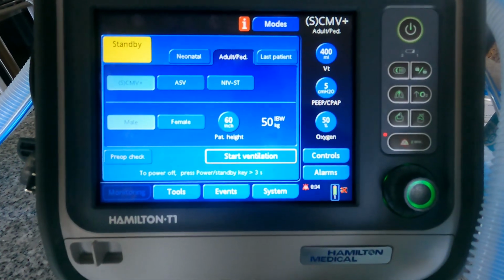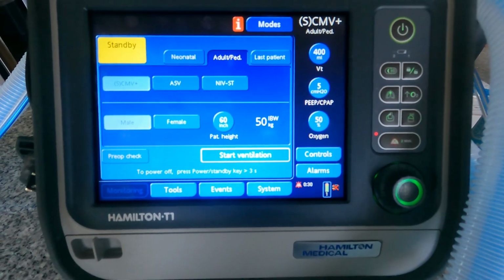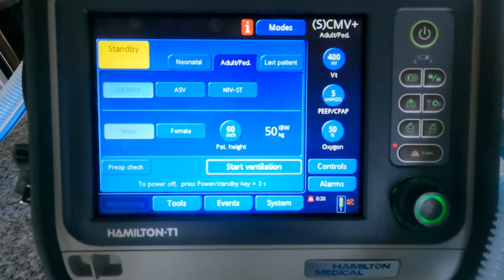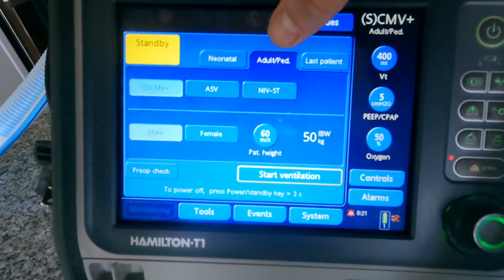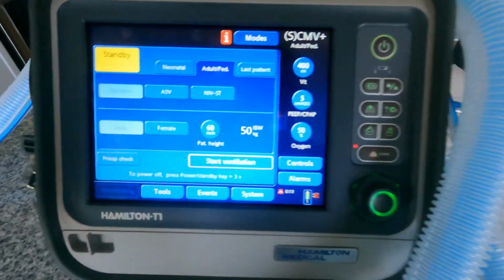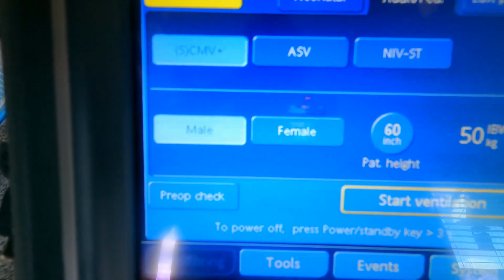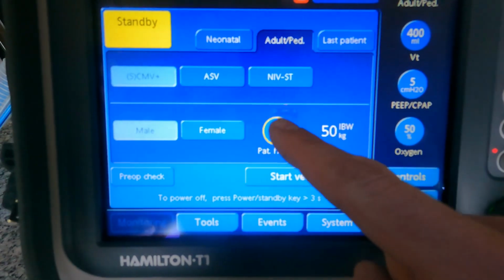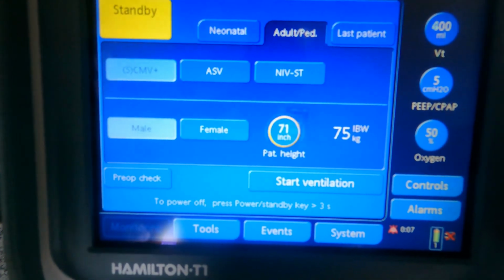Okay, now that we have gone through our exterior checks of the vent as well as our circuit checks, we're going to first demonstrate how to ventilate a standard adult patient. So making sure that we're in adult/pediatric mode, we have the correct circuit attached. Your first step is going to be to select the proper sex and height of your patient. So for this scenario, we'll just say our patient is a male and they are 71 inches tall.